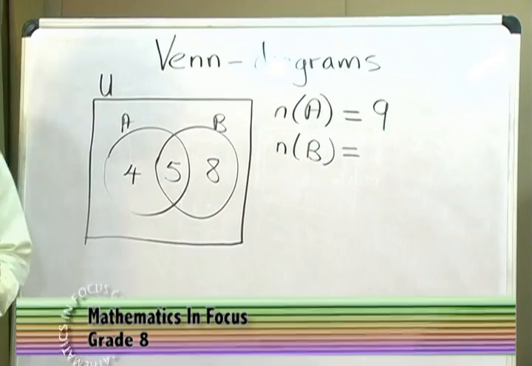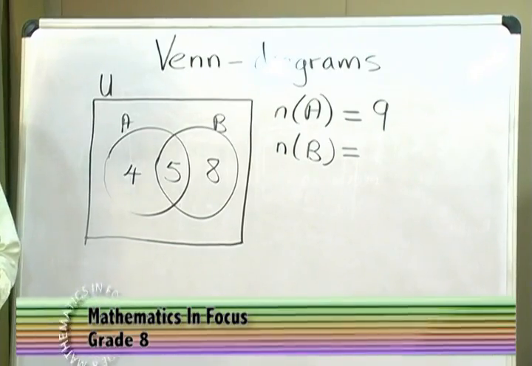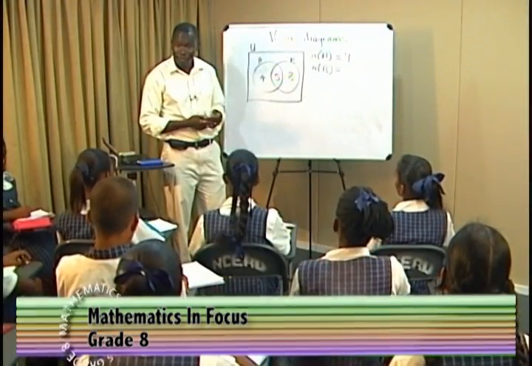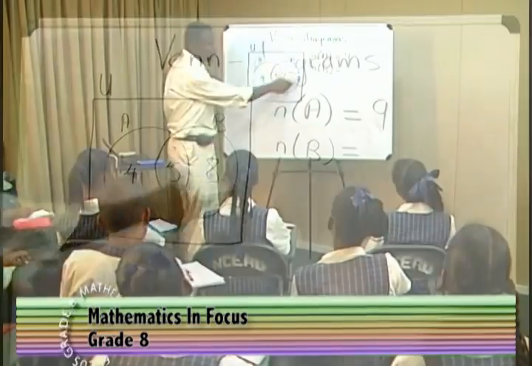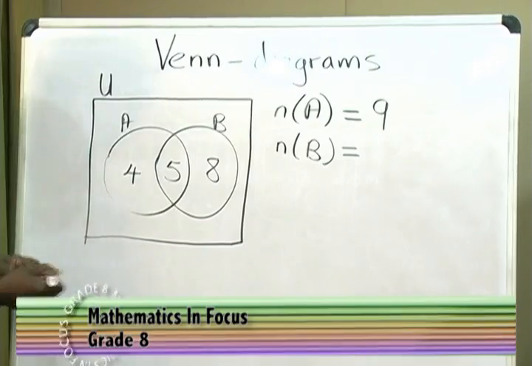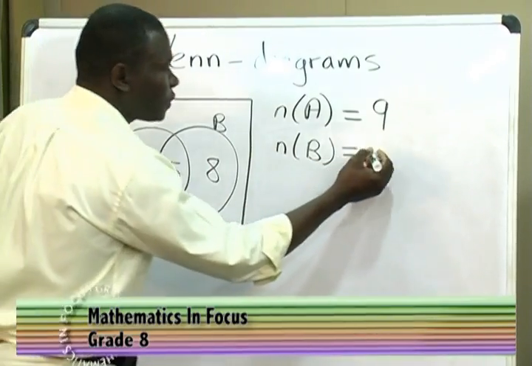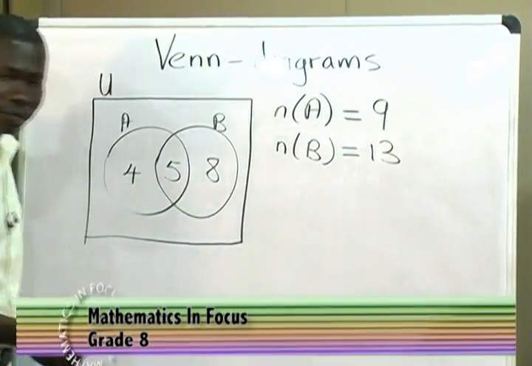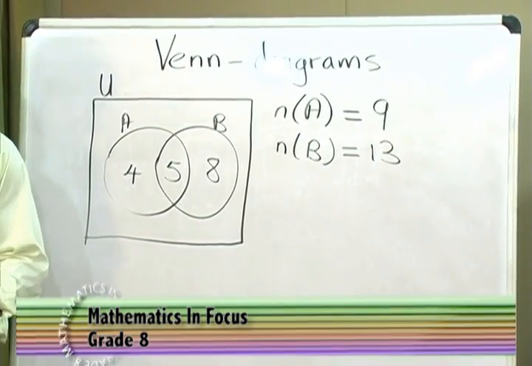Good. How many students study business class? 13. How did you get 13? We consider the entire loop for B, and we see we have 5 and 8, which give us 13. Simple stuff, isn't it? Yes, sir.